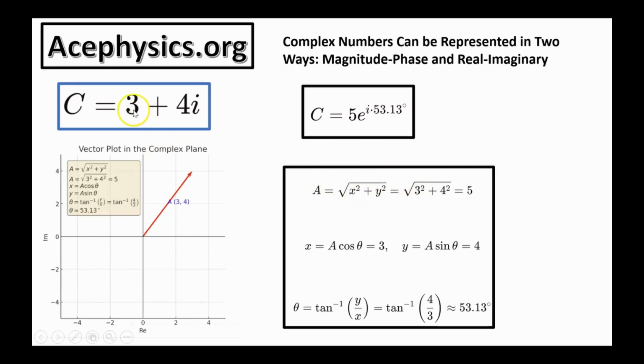In this case, it's the square root of 3 squared plus 4 squared, so it has a magnitude of 5. The angle is the inverse tangent of y over x. In this case, y is 4 and x is 3, and so it has an angle of 53.13 degrees. This is the complex number written in the real imaginary form, and this is the same equivalent complex number written in the magnitude phase form. Both of these complex numbers are the same.